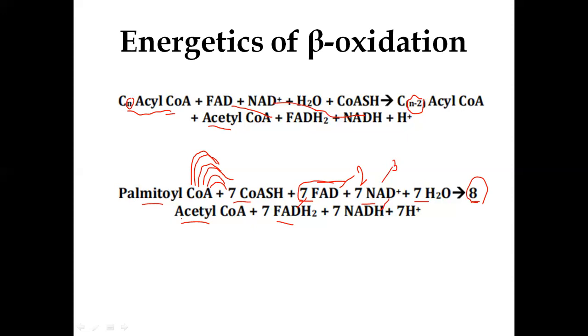In each molecule of acetyl-CoA, when it is oxidized by the citric acid cycle, each acetyl-CoA releases 12 ATP molecules. Let's see the total number of ATP molecules formed per molecule of palmitoyl-CoA oxidized by beta oxidation. We all know the fatty acids or the lipids are a big source of energy.